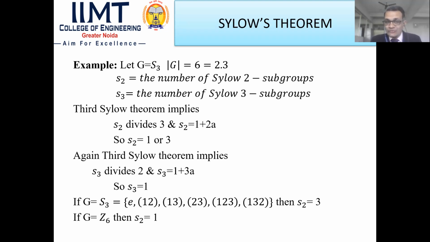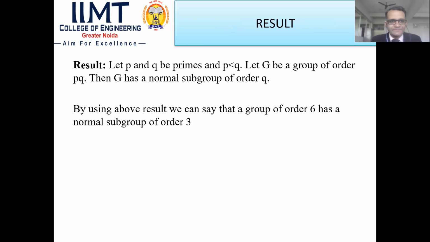If G is equal to S3, the symmetric group of degree 3, we know the structure, then s2 is equal to 3. If G equals Z6, then s2 is equal to 1. Now we have a result. Let p and q be primes and p less than q. Let G be a group of order p into q. Then G has a normal subgroup of order q. By using the above result, a group of order 6, which can be written as 2 into 3, where 3 is bigger, has a normal subgroup of order 3.